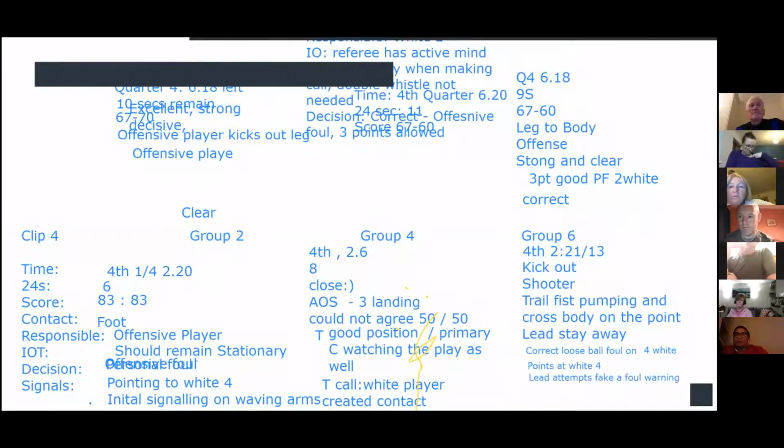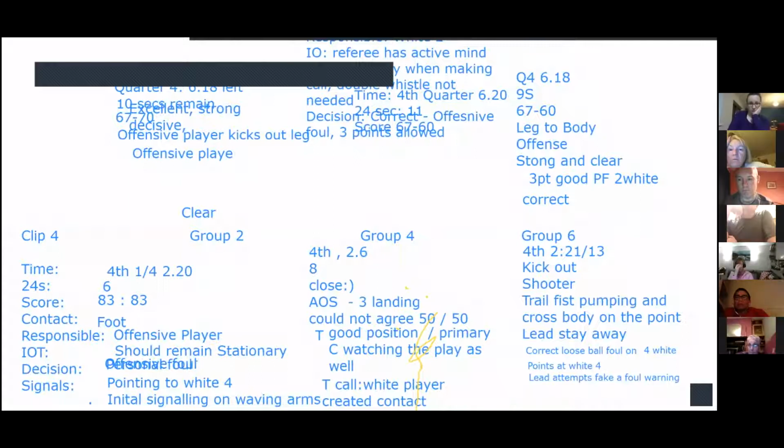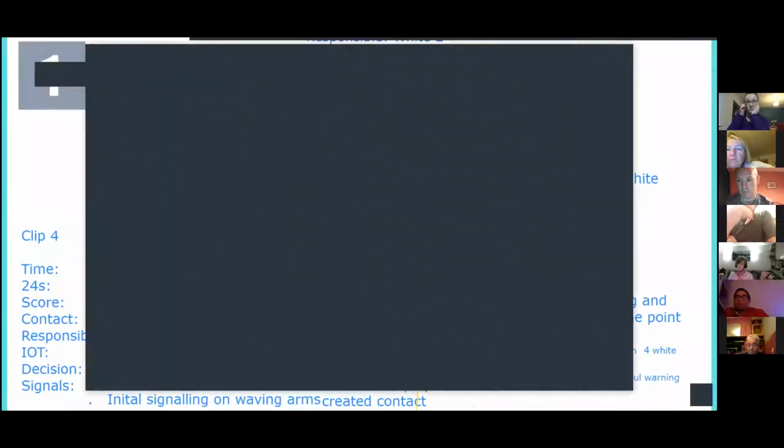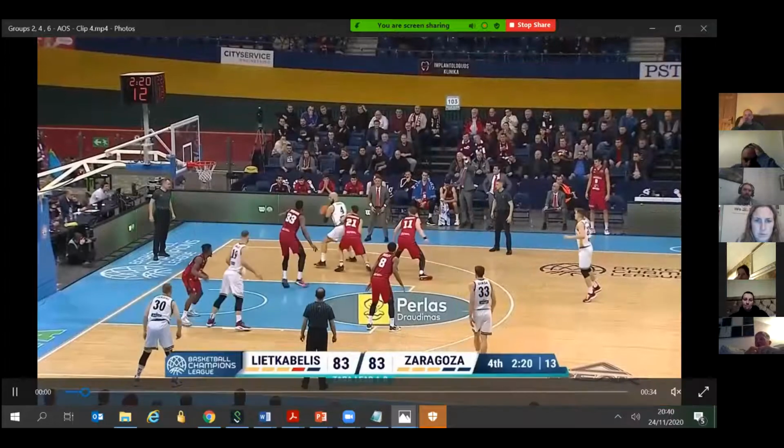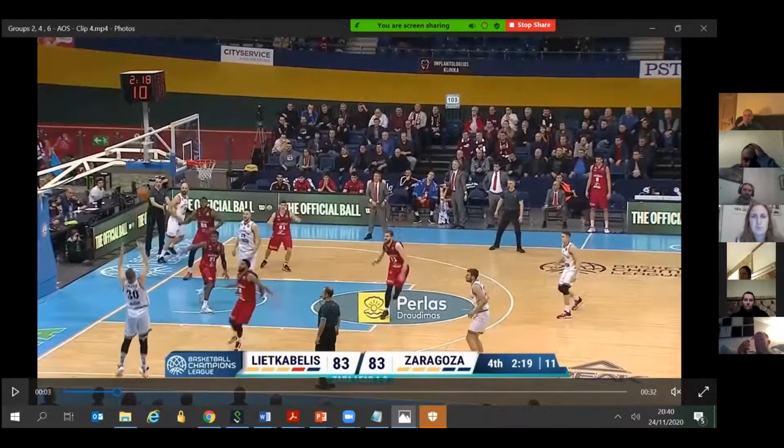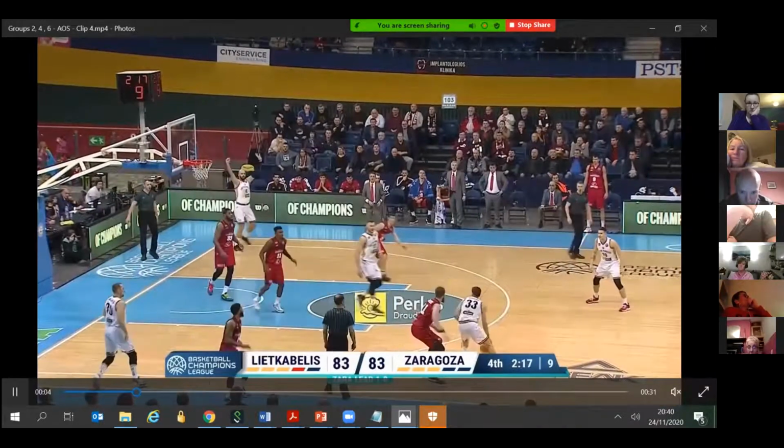Trail for fist pumping and cross body, yes. I would like to say something about this. Loose fall forward, yes. All of you got this correctly, if I'm not wrong. Now I would like to say something, just to finish, about the signals and the body language and what we have to show. And it was clear in another clip, I didn't mention it, but it was clear.